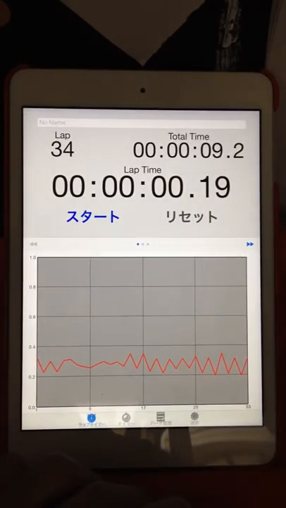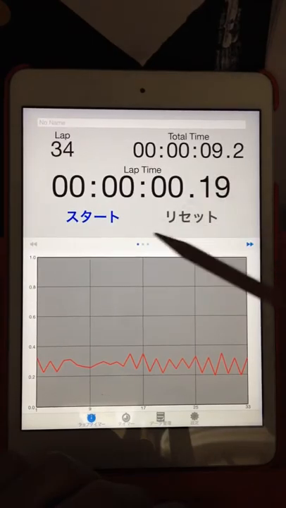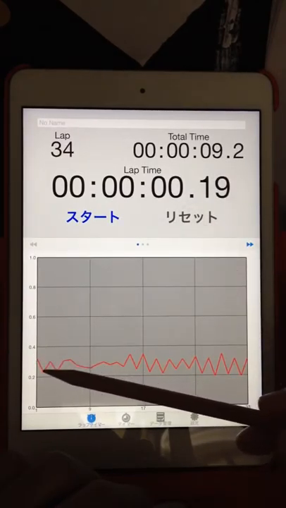9.2 seconds divided by 3-4 laps, multiplied to equal 5-4. 0.54 seconds for one beat, front and back.